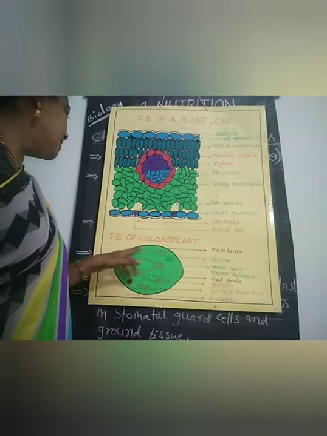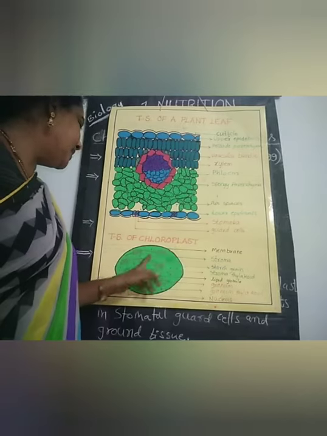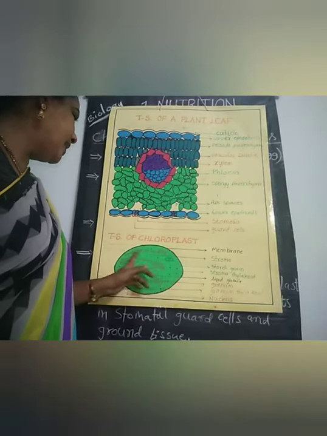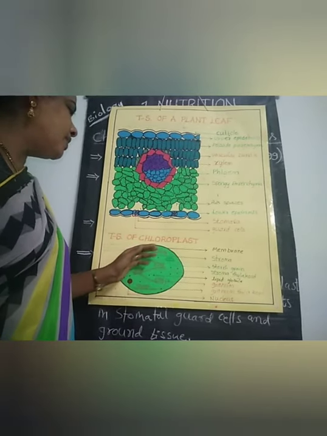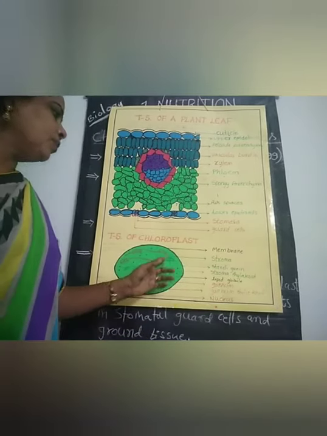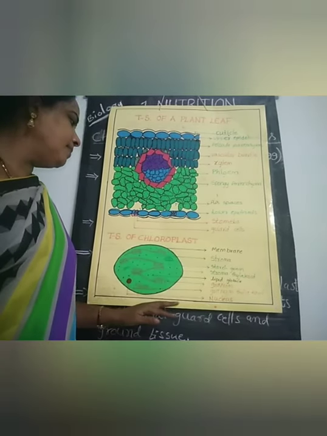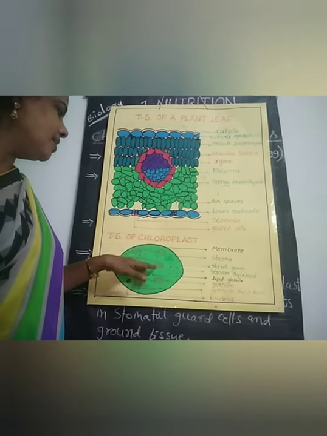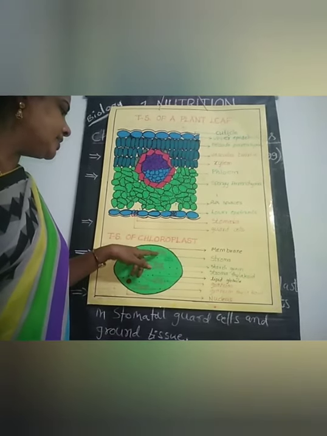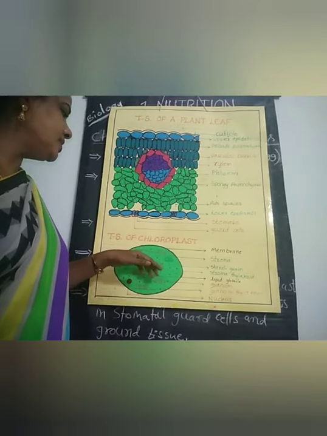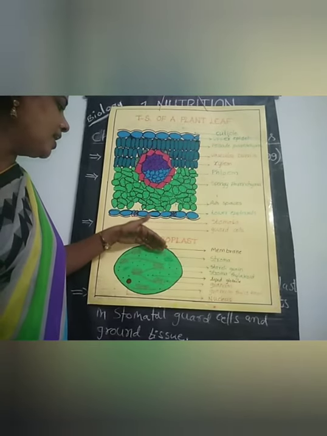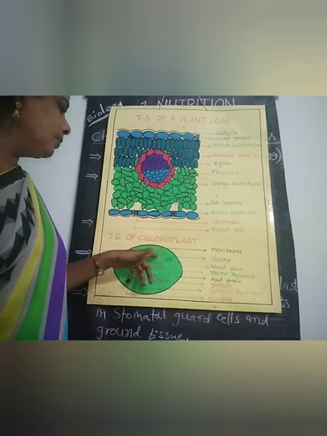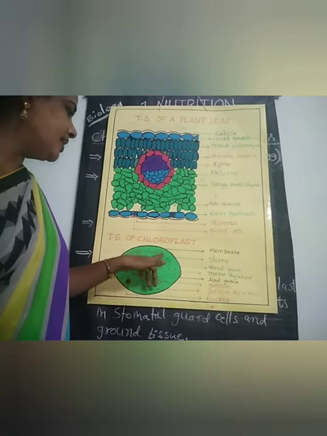When we observe the cross section of the chloroplast clearly, we can observe that a chloroplast is covered with 3 membranes. The third membrane is converted into the grana. These are stack-like structures, arranged one above another. This group of grana is called grana thylakoid.